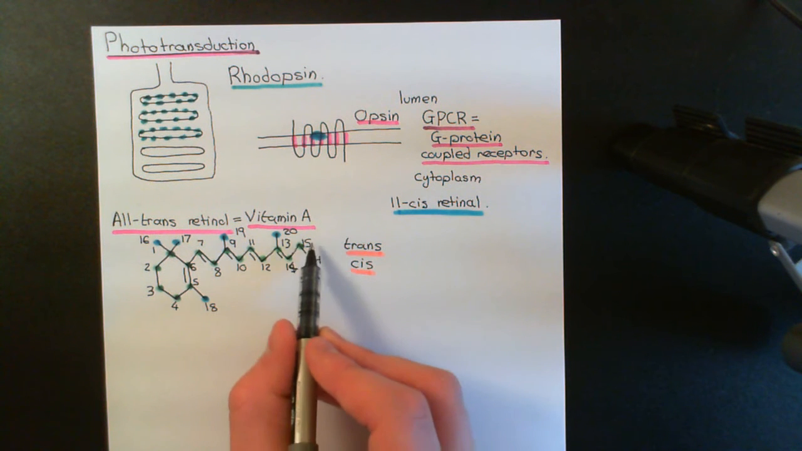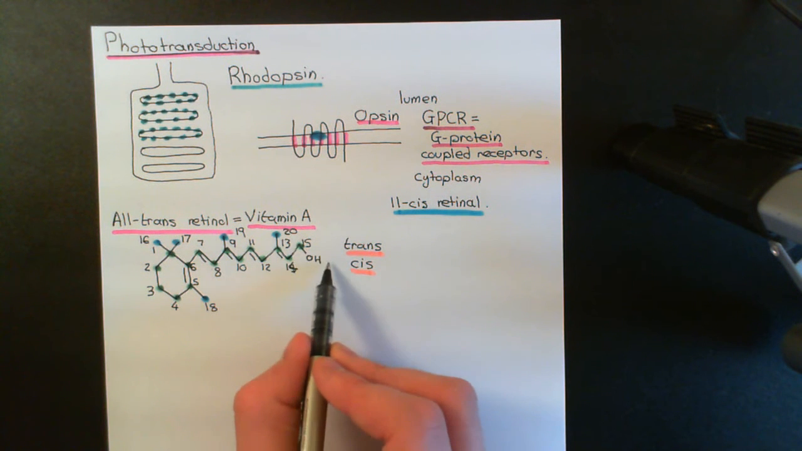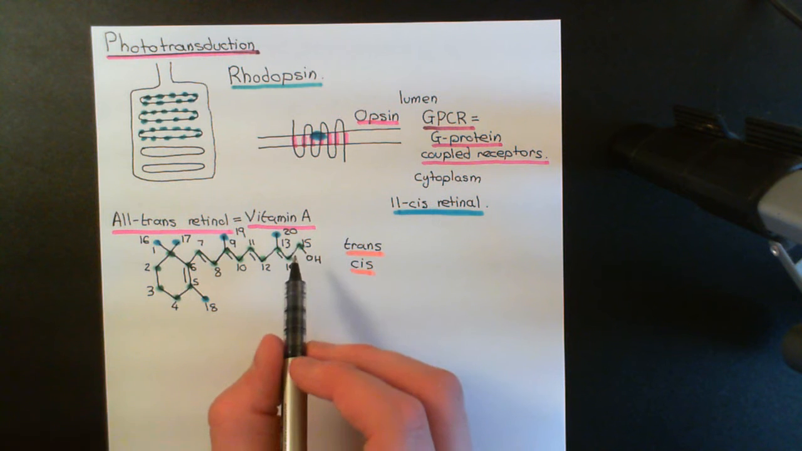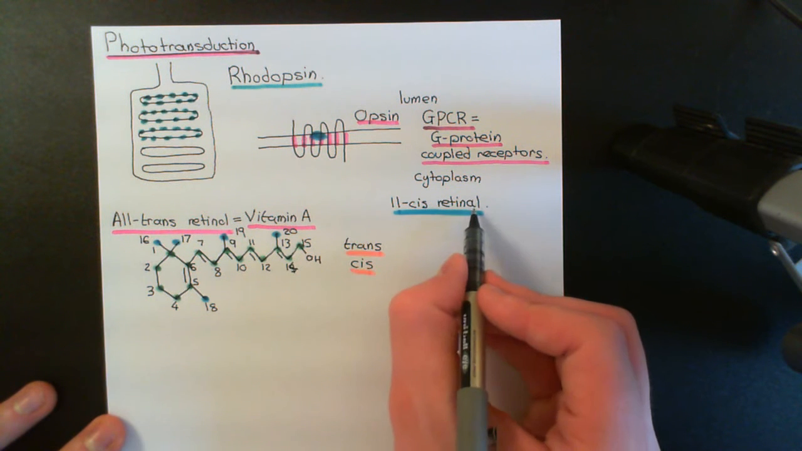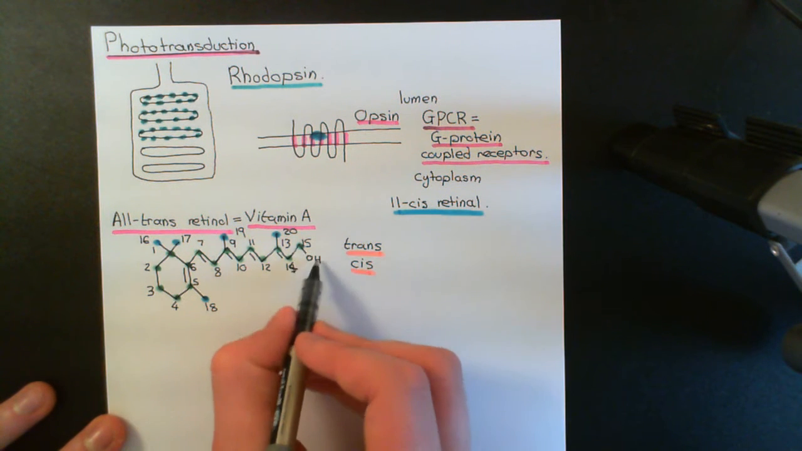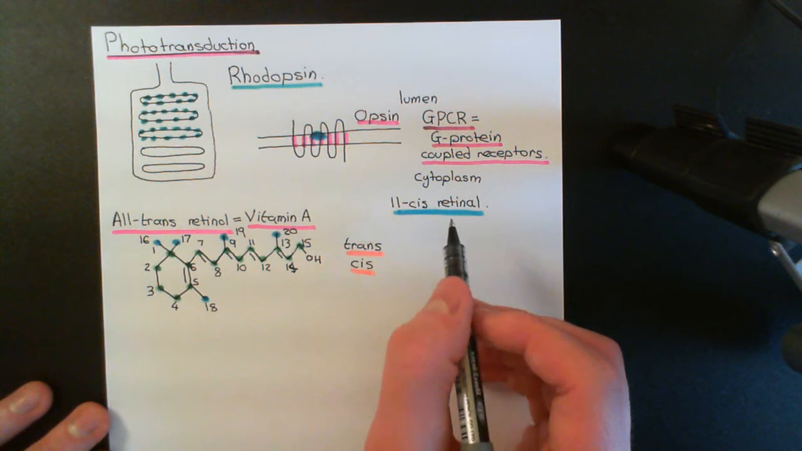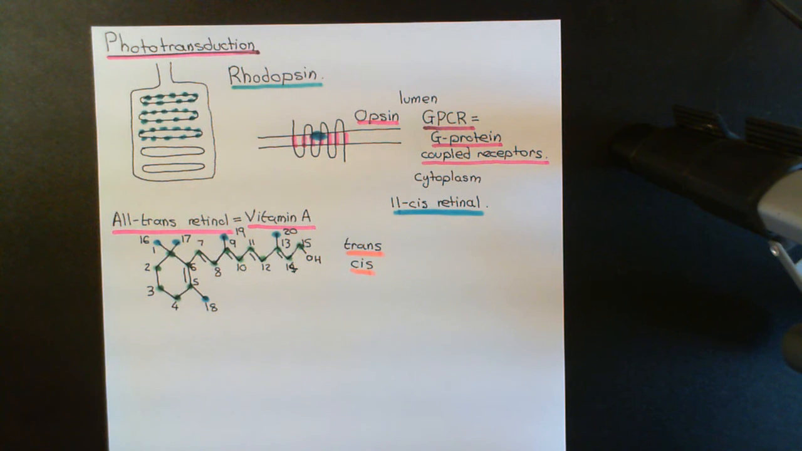And the "ol" bit, retinol, refers to this alcohol group that we've got here. When we turn this into retinal, what we're going to do is turn that alcohol group into an aldehyde group. We're going to oxidize it and turn it into an aldehyde group. Remember, alcohol groups can be turned into aldehydes, which can be turned into carboxylic acids in the process of oxidation. Right, so that's all-trans retinol, vitamin A.